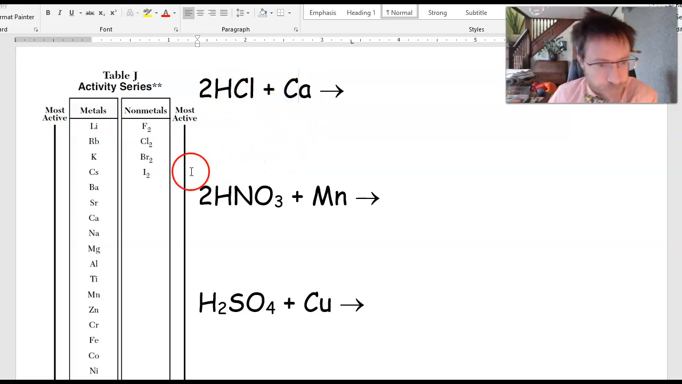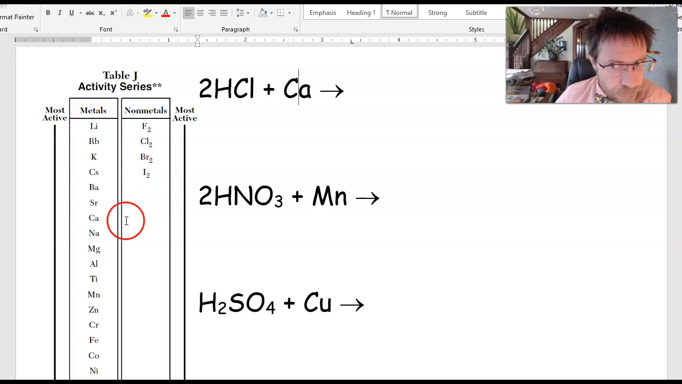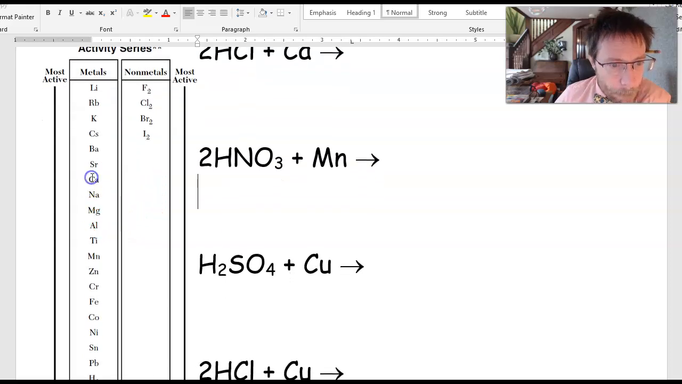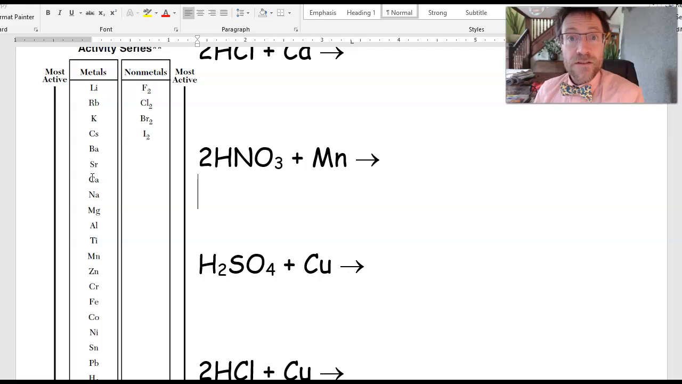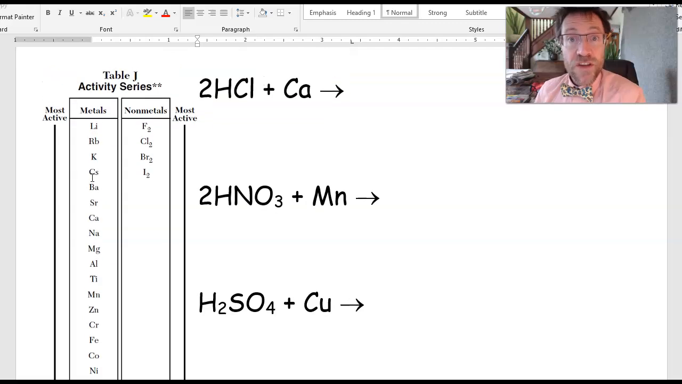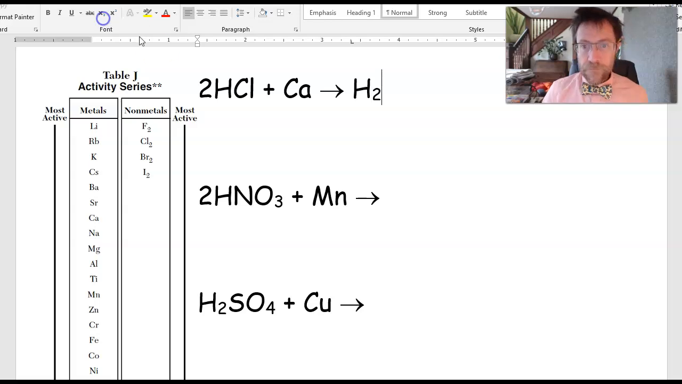Let's look for calcium. Oh, there it is right here. All right, calcium. So calcium appears to be above hydrogen on table J. It looks like this is going to happen. So the first thing we're going to make is hydrogen gas. I know that we're going to make hydrogen gas.